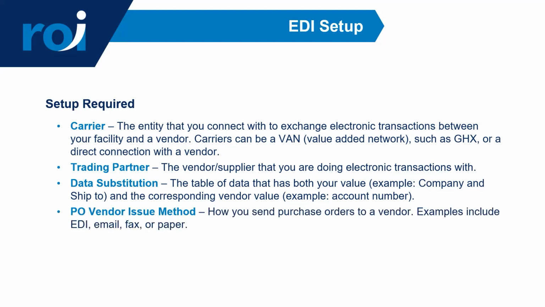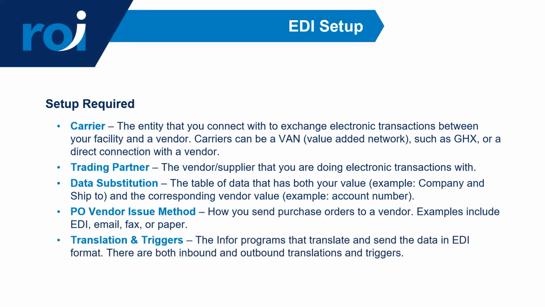You have your issue method. This is making sure that the issue method for your PO vendor is set to EDI so that you know how you want to transmit. And finally, you have your translation and triggers. This is going to be the Infor programs that actually translate that information using your data substitution, your trading partner information, sends it up as a EDI formatted file, and then the triggers will actually send that from the Infor system to your carrier.